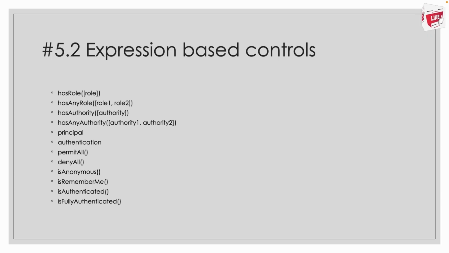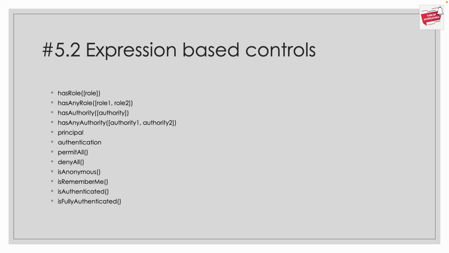The next one we are going to discuss is expression based access controls. There are two methods to implement this security. One is the web security expression and another one is the method expression. The first one will be hasRole. hasRole returns true if the current principal user has the specified role. Say for example, we have seen GKCodes as admin user, a user with a user role, and a manager with a manager role.